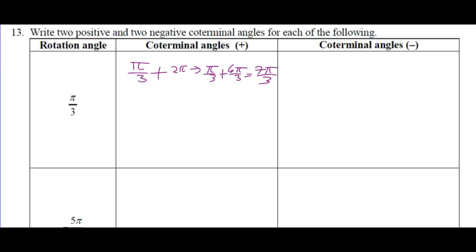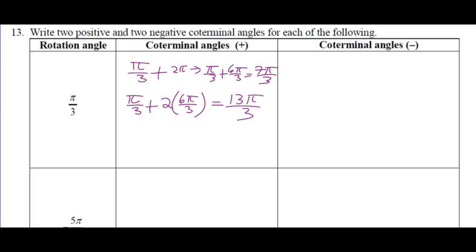I want another one. So I'm going to go pi over 3, but how many 6 pi over 3's am I going to add? So I'm going to add 2. Now, these are 2 pi's, right? I'm adding 2 pi, but this 2 pi is in a form that I can add these. So this will be 12 pi over 3 plus pi over 3, giving me 13 pi over 3.